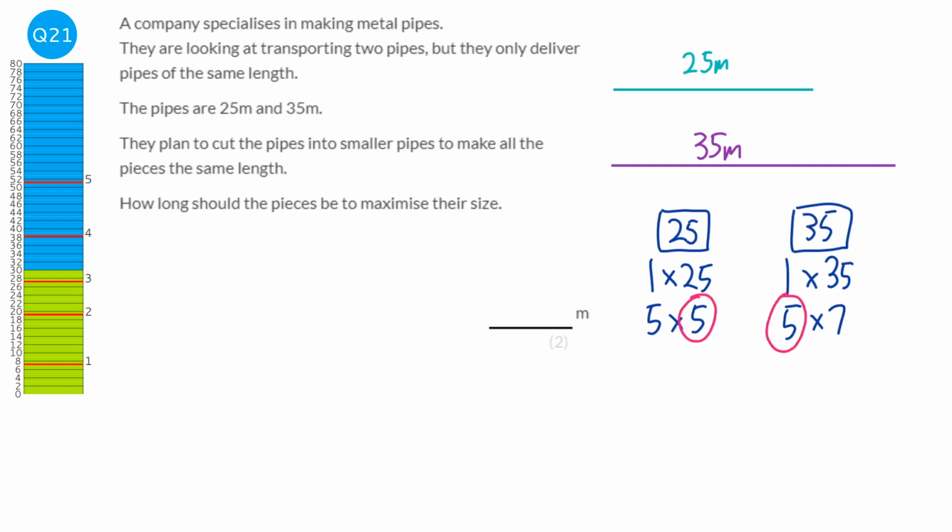So what we can do is we can cut all of these pipes into 5 meter pipes. So 1, 2, 3, 4, not to scale, and then 7 of these. So 1, 2, 4, 5, 6, and so there's 7 in total. So each of these are 5 meter long, and there's no wastage. And that's the longest we can make the pipes for there to be no wastage at all. So my answer is 5 meters.